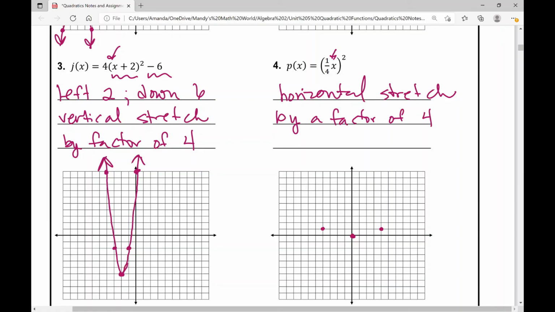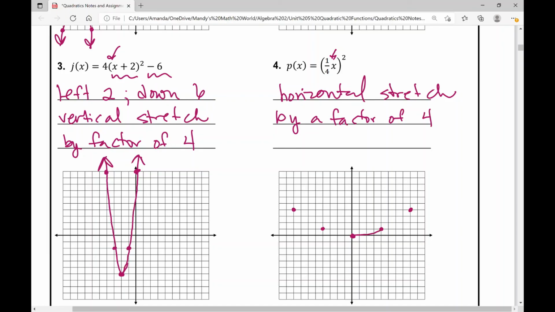And then the next point that I'm going to plug in, let's plug in 8, right? That's a really nice number because I know 4 is a factor of 8. So if I plug in my next x value to be 8, and I do 1/4 times 8, well, that's 2. And 2 squared is 4. So my next point is going to be 8, 1, 2, 3, 4. 8, 4, and negative 8, also 4, right?